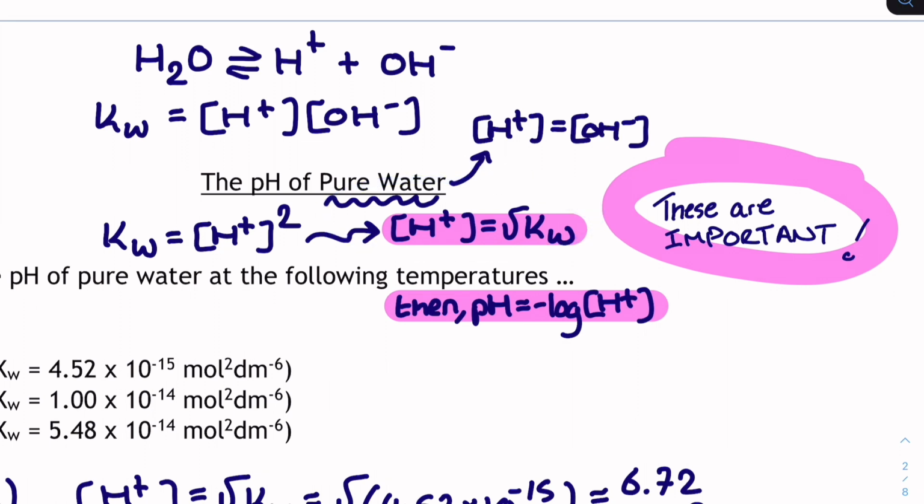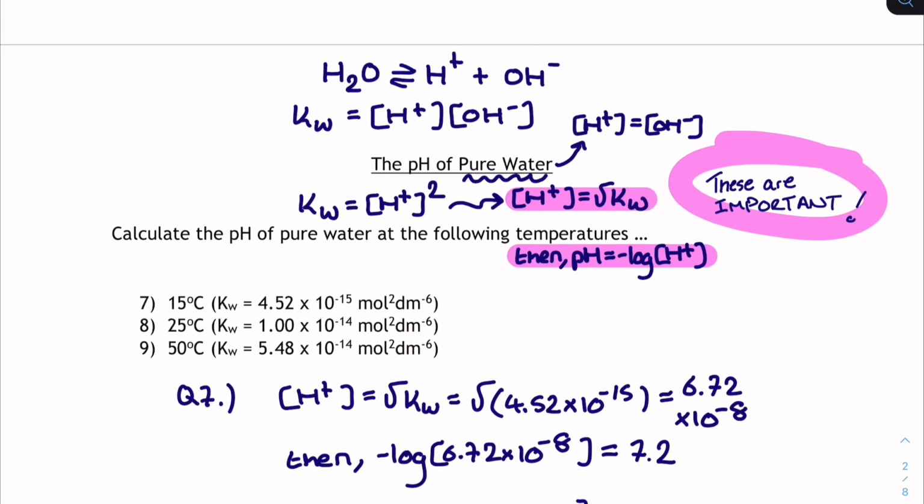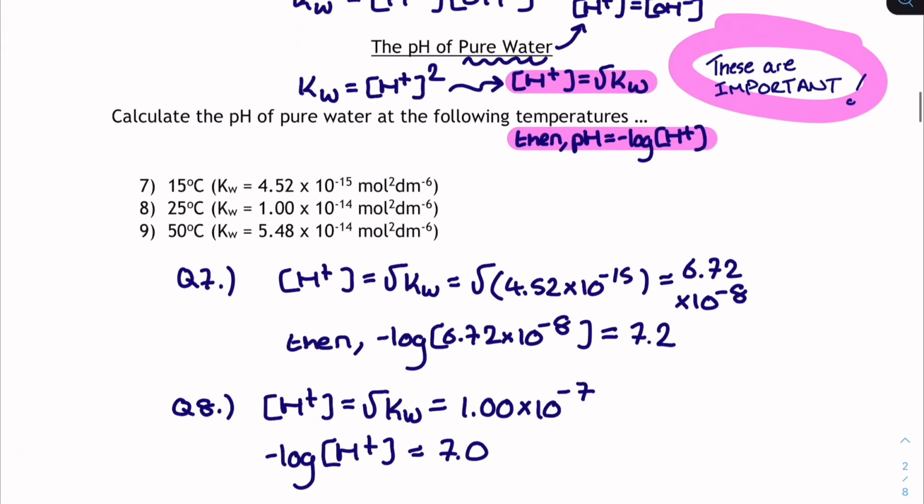Once you've done this rearrangement, once you've got this calculation and you have a value of the H plus ion, we then do what was on the previous page, as you can see here: negative log of that H plus ion concentration to get the pH. So let's have a look at some examples of this.